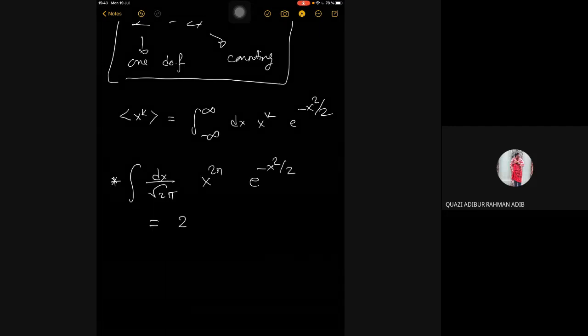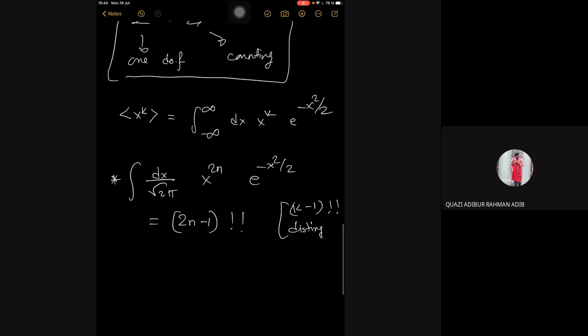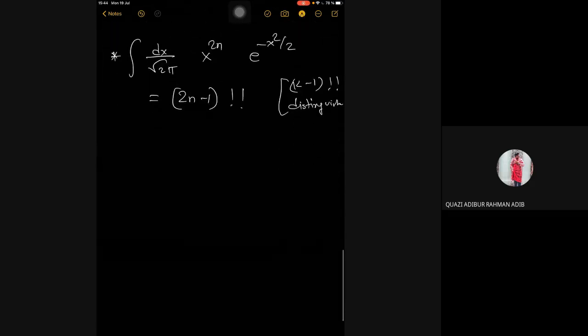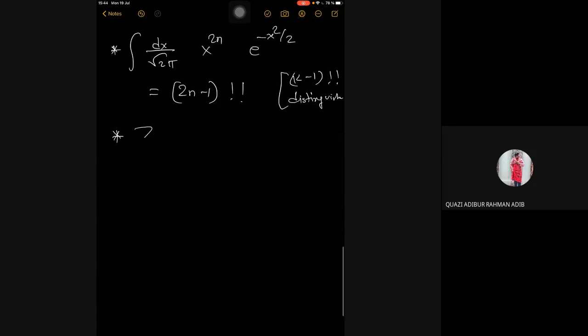generates the required symmetry factors, that is (2n-1) double factorial, which was for the distinguishable case, we had (k-1) double factorial. To do the indistinguishable part, you just need to divide by a 4 factorial. Since we are dealing with valency 4, you need to divide by 4 factorial per vertex. So if we take all that into account, our full expression looks something like this.